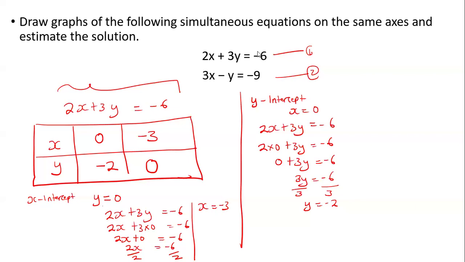Now I'm going to repeat. What I'm saying is that when we are plotting any straight line in math, the most important thing is knowing at what point my line cuts the x-axis, and at what point it cuts the y-axis. Those points where it cuts the x-axis and the y-axis are what you call the intercepts.